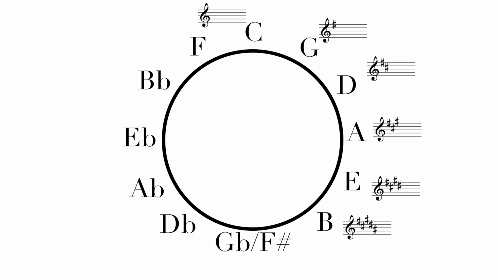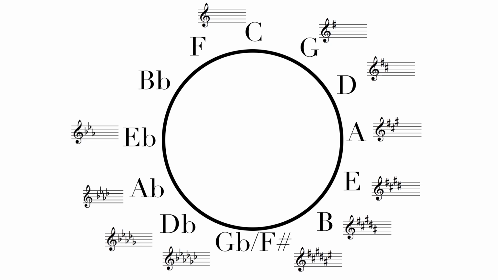Now, once we get to 6 o'clock, which is F sharp or G flat, F sharp has 6 sharps, and G flat has 6 flats. So at this point, we'll switch to flats. Going around the circle clockwise, we'll take away 1 flat for each point on the circle. D flat, being the next point on the circle, only has 5 flats. F, being the final point on the circle, only has 1, and that completes the key signatures.